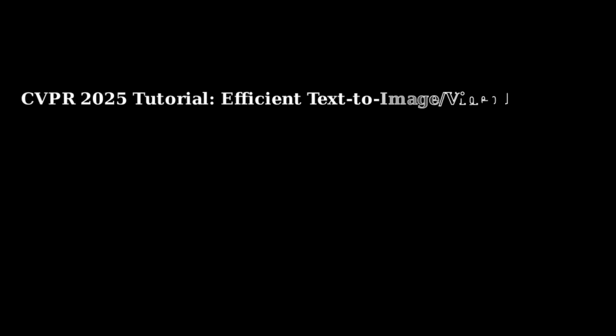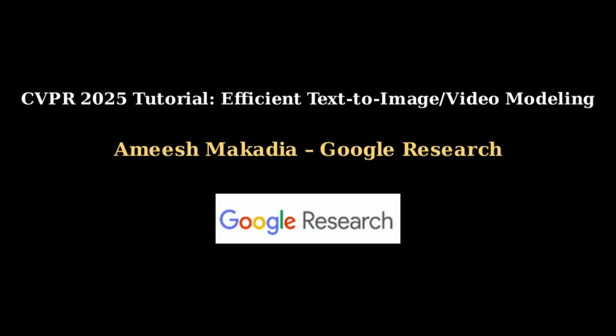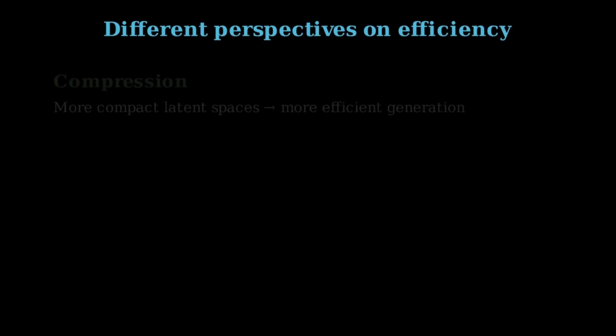Welcome to the second half of our tutorial. As we transition from evaluating generation quality, we now shift our focus to Amish Makadia from Google Research. He will be presenting a deep dive into efficient text-to-image and video modeling, addressing the core challenges of scalability. Amish outlines three crucial perspectives on generative efficiency.